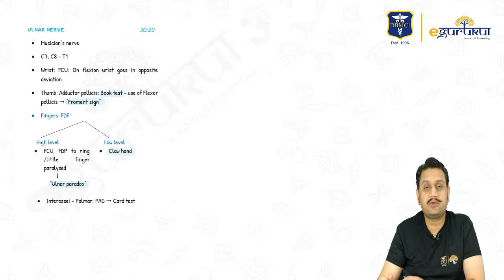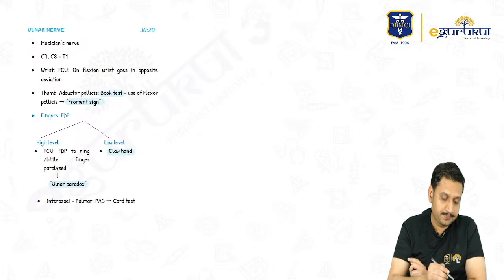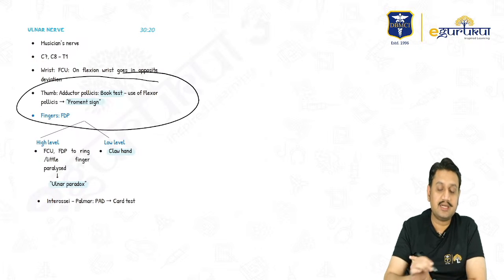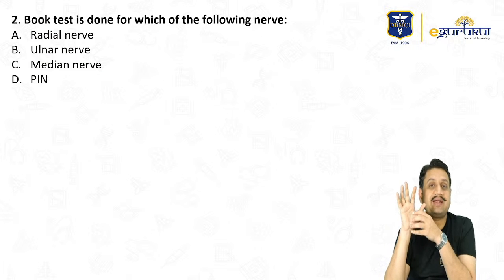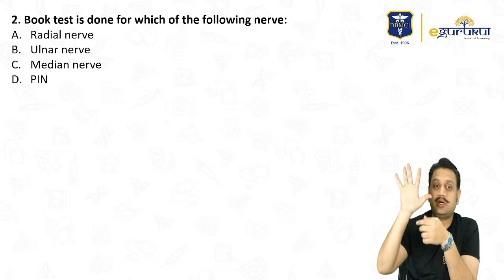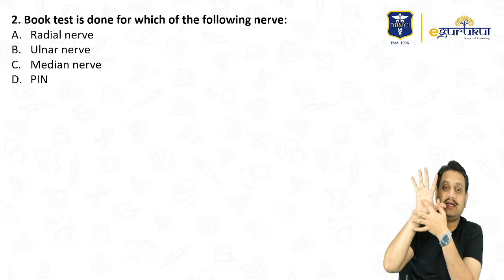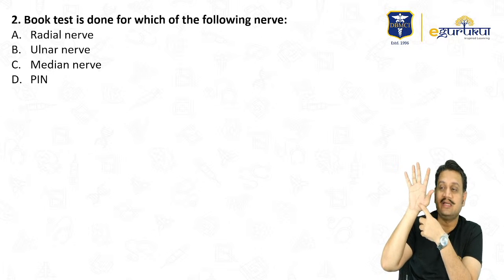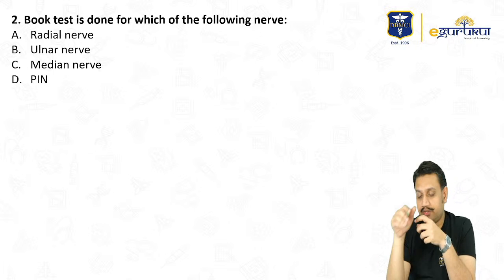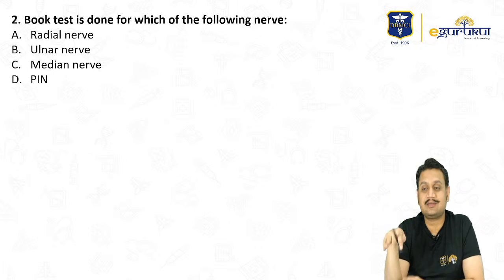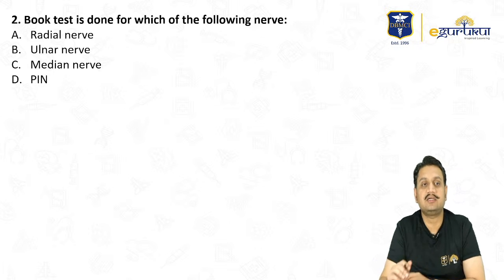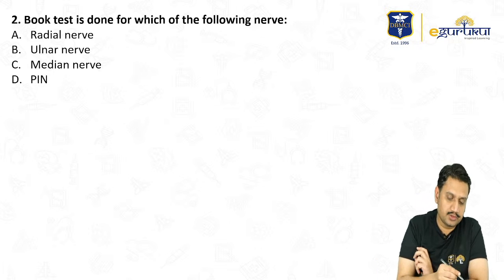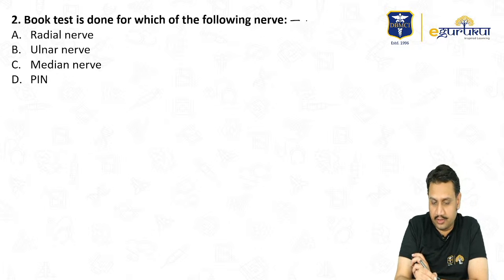And as per our eGurukul notes, your classroom notes, you know why we do the book test. It is for the exception muscle supplied on the medial side by the ulnar nerve. The ulnar nerve comes onto the medial side and ends at this point. What muscle is there? The adductor pollicis, making the thumb go like this. That is adductor pollicis. So the book test is done for which muscle? The adductor pollicis. We know this.